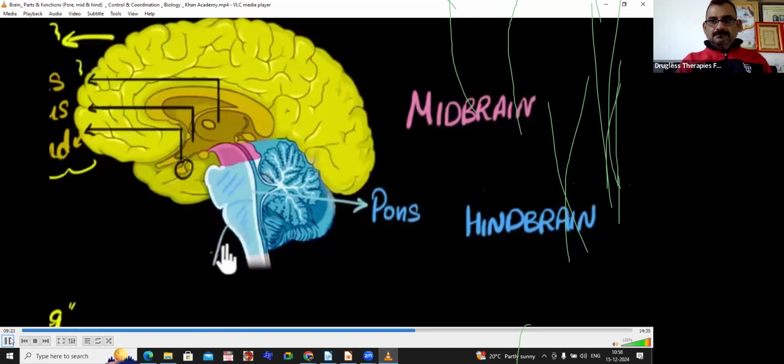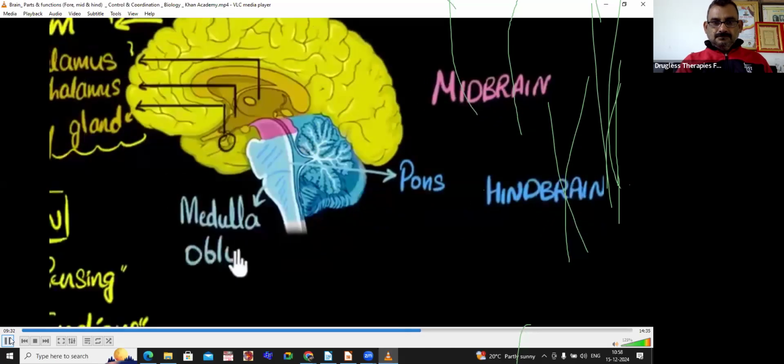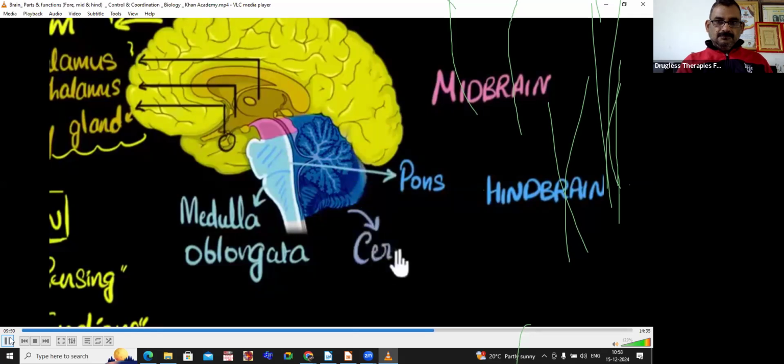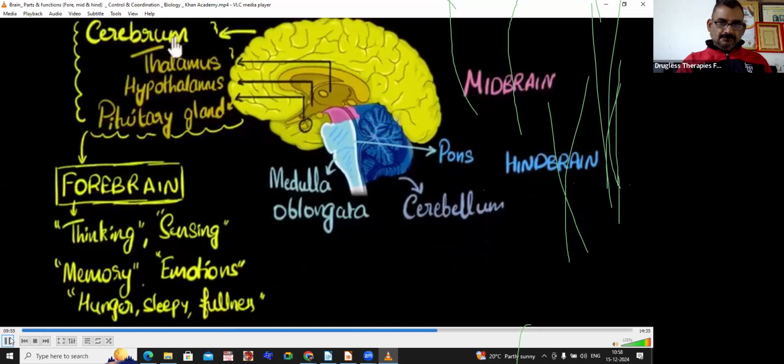The bottom one is called medulla oblongata. Okay, we're going to look at its functions separately. Then you can look at this big region. Let's make it dark so we can see that. This region, which kind of looks like a brain on its own, is called cerebellum. Do not confuse that with cerebrum. Cerebrum is the biggest part of our brain. Cerebellum is the name given to this.